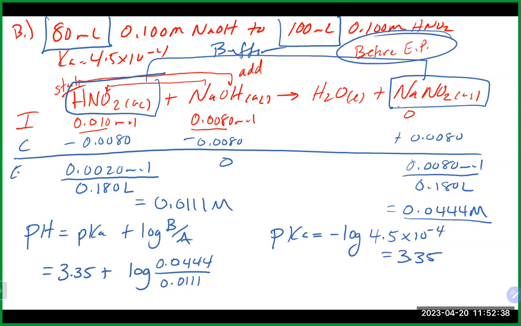A little log action of it. One more. Come on, calculator. There we go. All right, log. And we're going to add it to 3.35. Looks like maybe a 3.95 there would be our correct one, hopefully. Any questions on that part of it there?